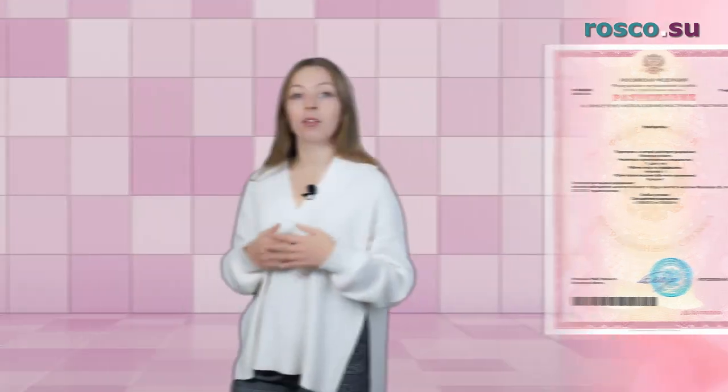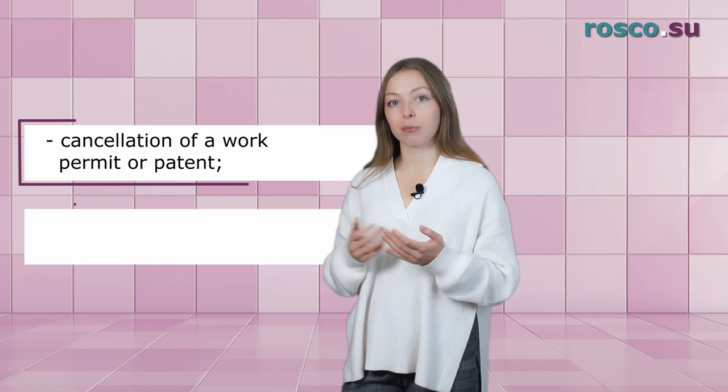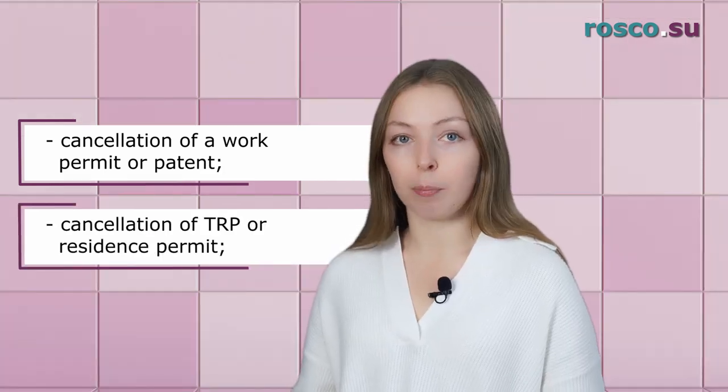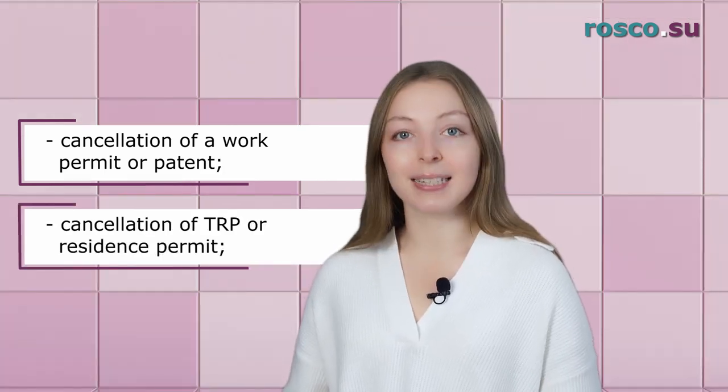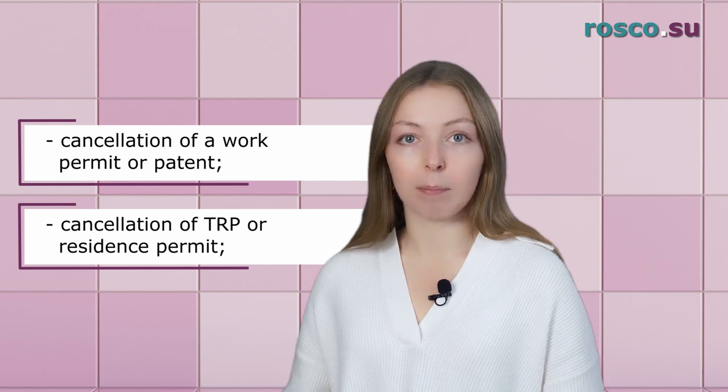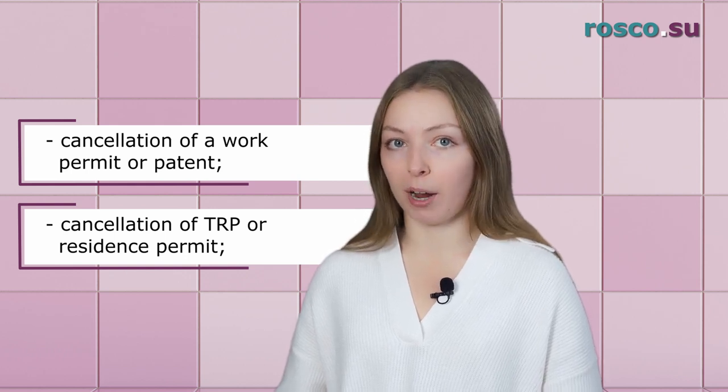Also, dismissal through suspension from work is possible if the employer itself has suspended or expired a permit to hire foreigners. The most common grounds for dismissal without prior suspension from work of migrants are cancellation of a work permit or a patent, cancellation of TRP or residence permit. Cancellation does not involve any delay but means the immediate dismissal of the migrant.